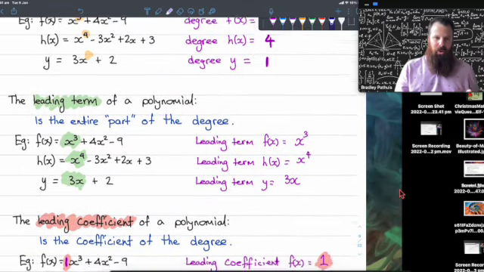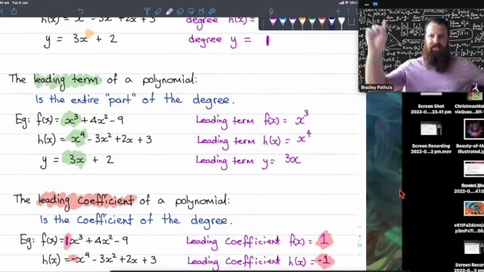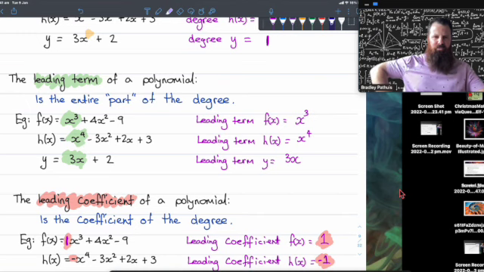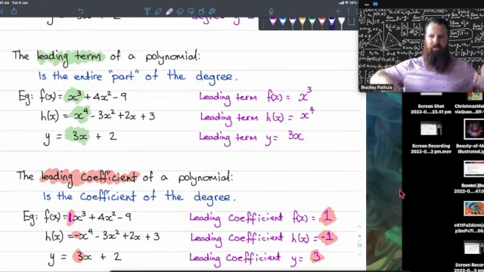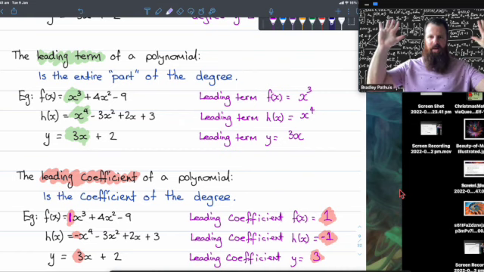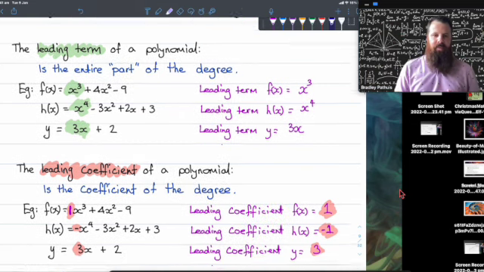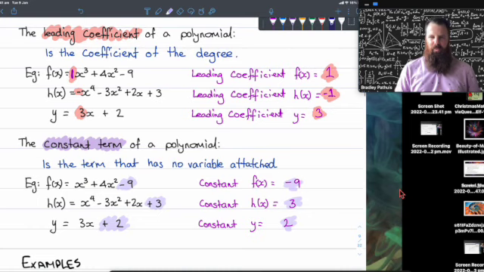The leading term is going to tell us if it's positive or negative. That leading coefficient and leading term will determine if we're dancing this way, if we're up, if we're down. And then finally, that constant term will tell us where we're crossing that y-axis.